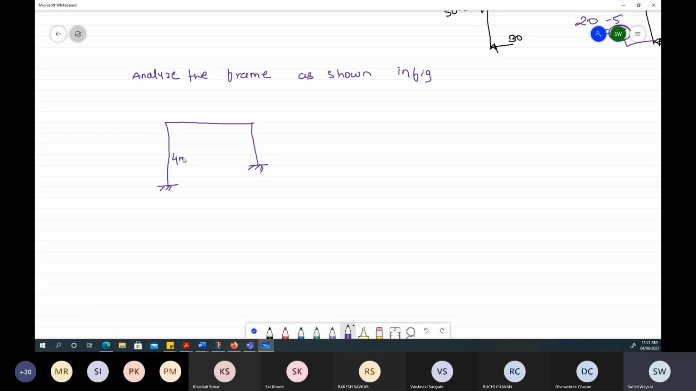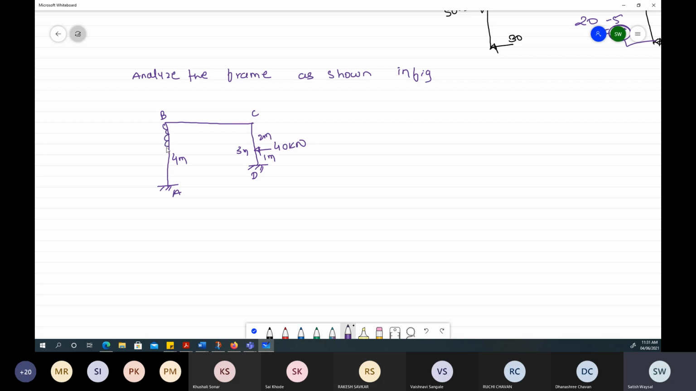Okay, let us say that this is 4 meter. This distance is 3 meter, and one load acting over this frame is of 40 kilonewton, which is at 1 meter from this. This distance is 2 meter. Notations are A, B, C, and this is D.